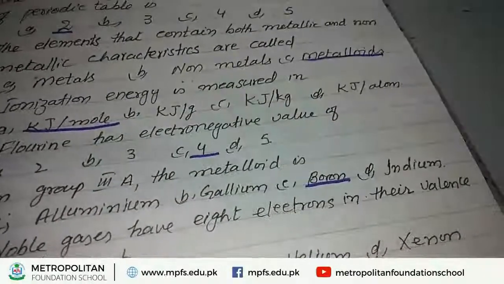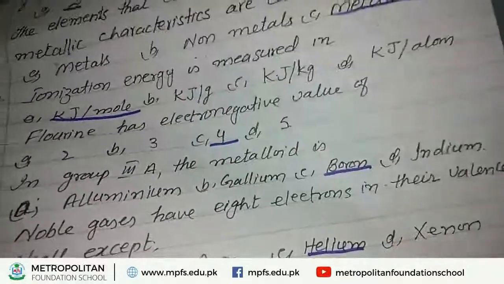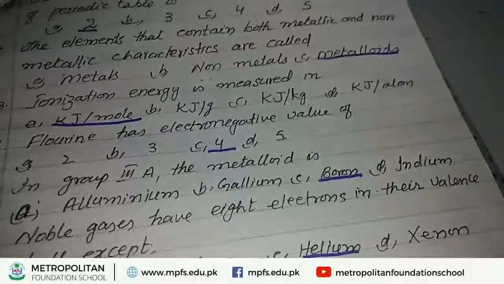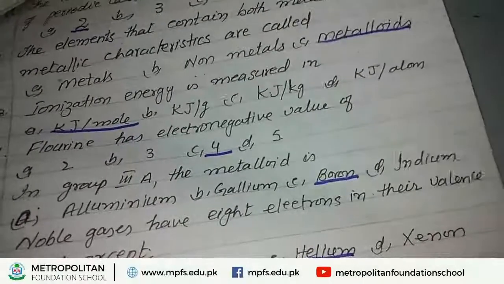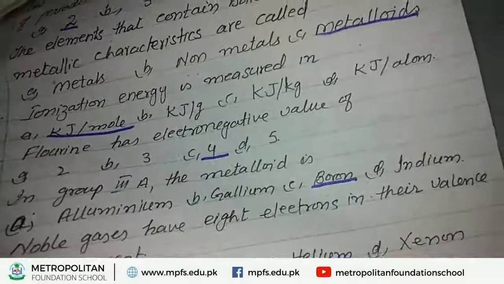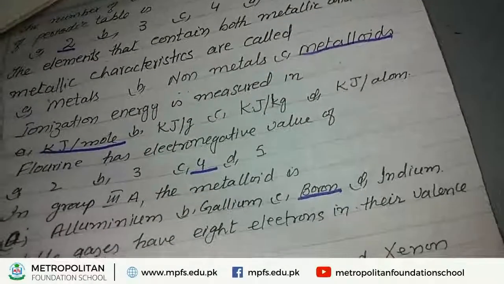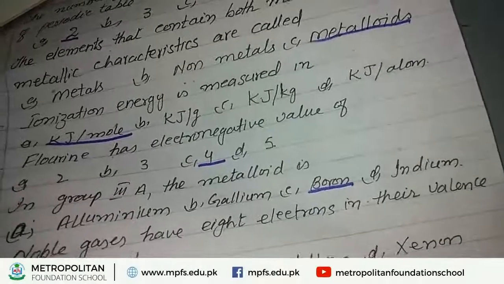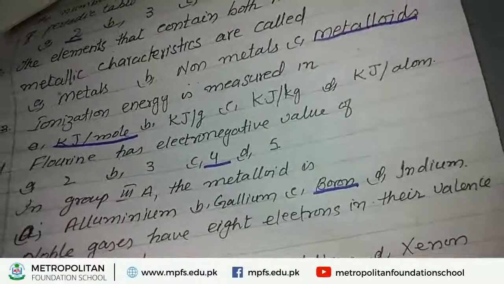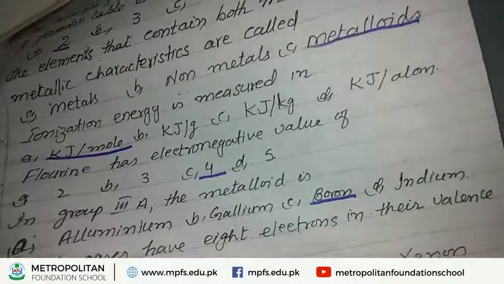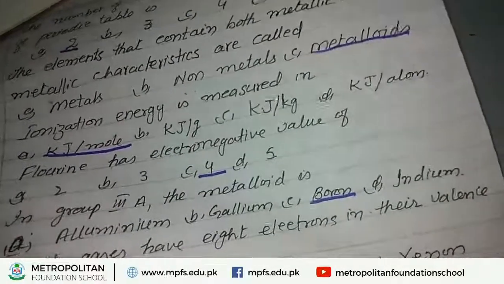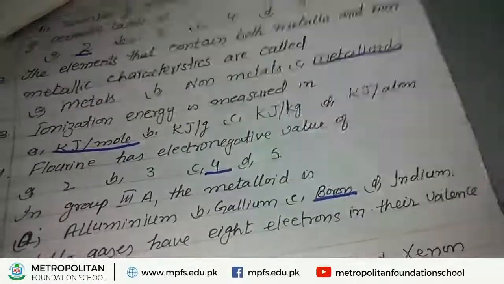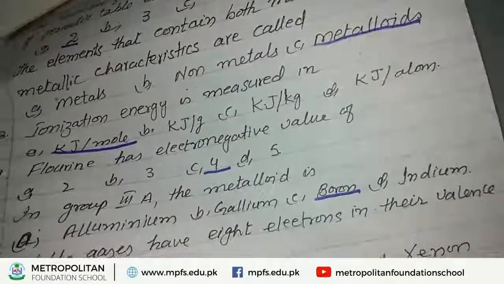Next, in group 3A, the metalloid is option A aluminium, option B gallium, option C boron and option D indium. In group 3A, boron is a metalloid. Boron belongs to group 3A and it is a metalloid.